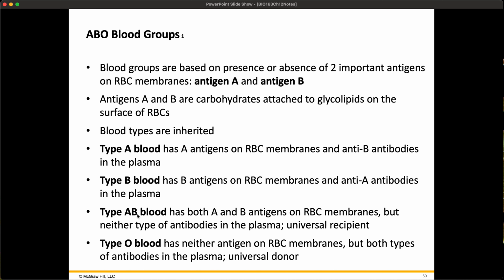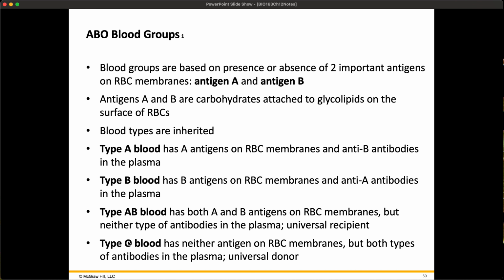Because type AB blood does not have any antibodies in the plasma, we call it the universal recipient, because broadly speaking, they can receive any type of blood, A, B, or O, and because they don't have any antibodies, their body will be fine with it. Typically it does not function quite as well. There can be some other issues, but for the most part, they can be a universal recipient for any other type.